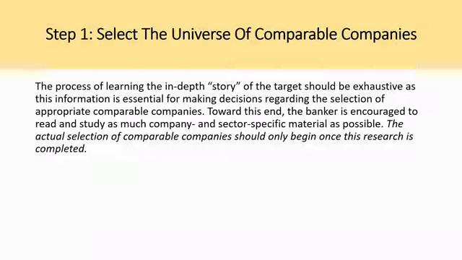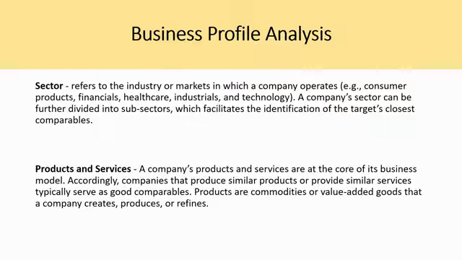And so I've already emphasized this point. It is important to conduct your due diligence on the target first, understand its business and financial profile, and then begin to determine what the selection universe and the comparable universe is. Okay, so let's look at the business profile and each of the different considerations. From a sector perspective, it refers to the industry or markets in which a company operates. A company's sector can be further divided into subsectors, which facilitates the identification of the target's closest comparables. A company's products and services are the core of its business. Accordingly, companies that produce similar products or provide similar services typically serve as good comparables.